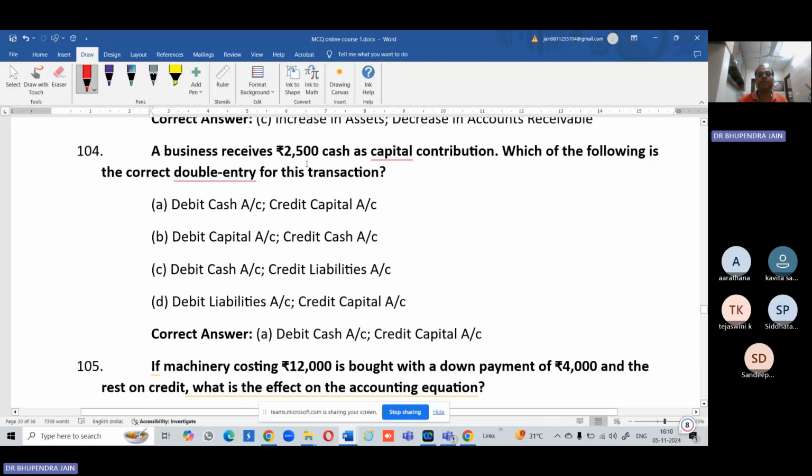A business received 2,500 cash as a capital contribution. So what will happen? Increase in assets, clear, and also increase in liability. The entry asked from you: cash account debit to capital account. This entry is given. Cash account debit to capital.